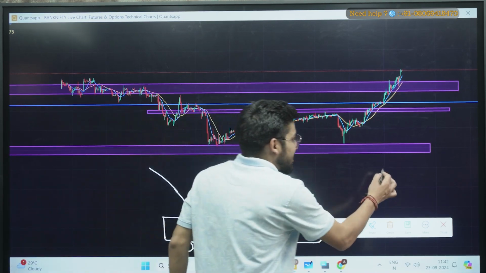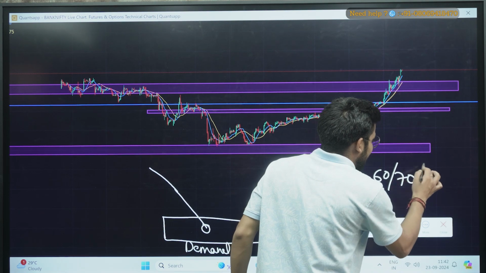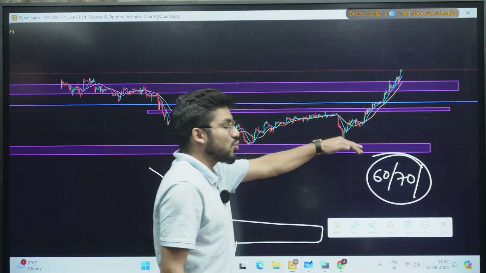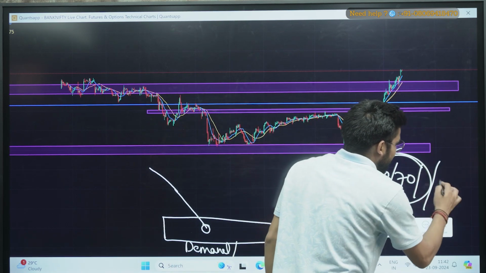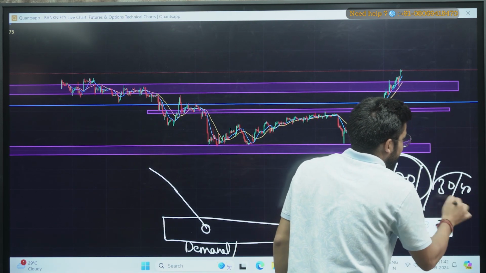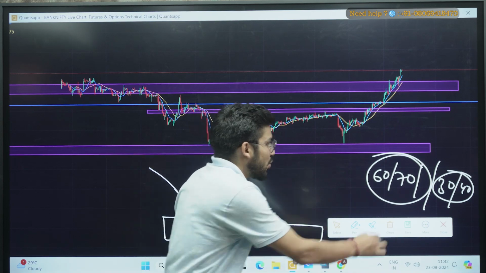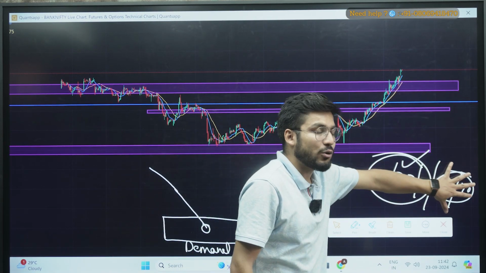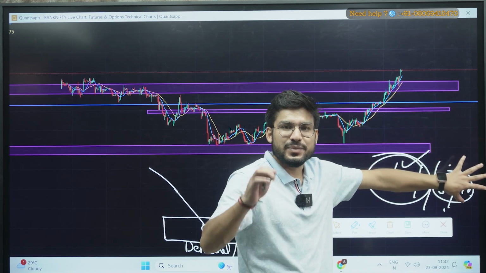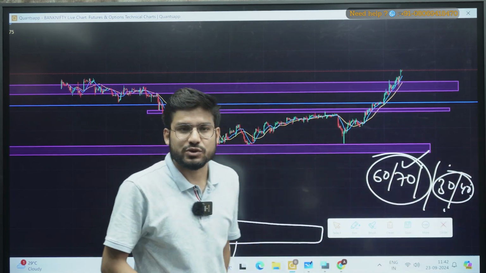Now 60 to 70 times, your zone will always reject the price, and 20 to 30 or 30 to 40 times your price will break this level, right? So always go with this scenario. You can go with the breakouts also, but at that time just make sure to confirm with other indicators also.